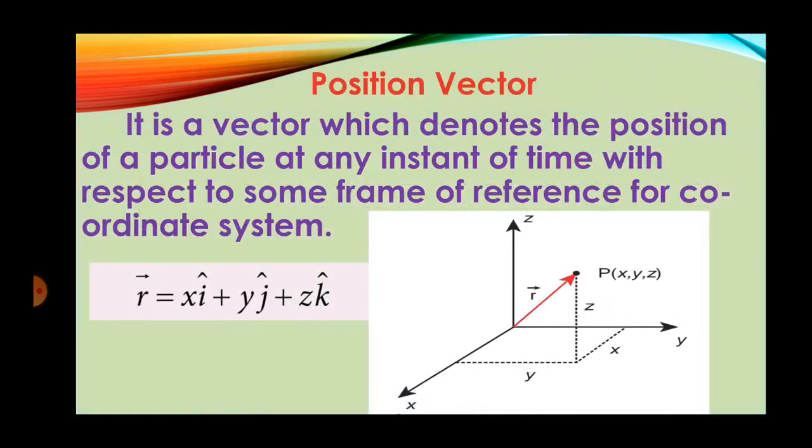Then go to discuss position vector. It is a vector which denotes the position of a particle at any instant of time with respect to some frame of reference or coordinate system. Using the Cartesian coordinate system x, y and z, the position vector gives the position of the particle. It is denoted by r vector, that is equal to x i unit vector plus y j unit vector plus z k unit vector.